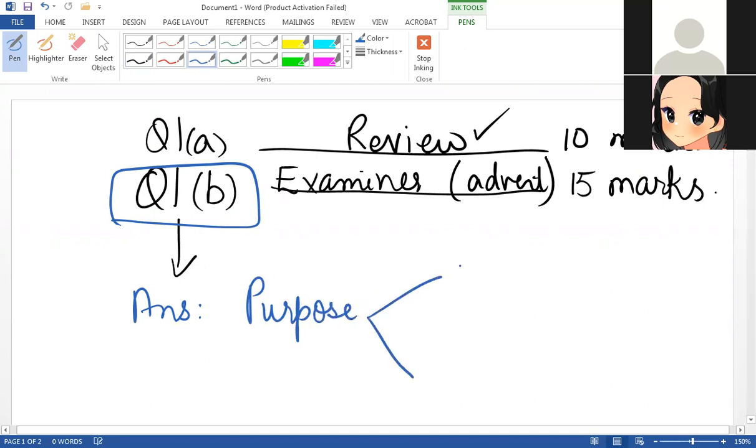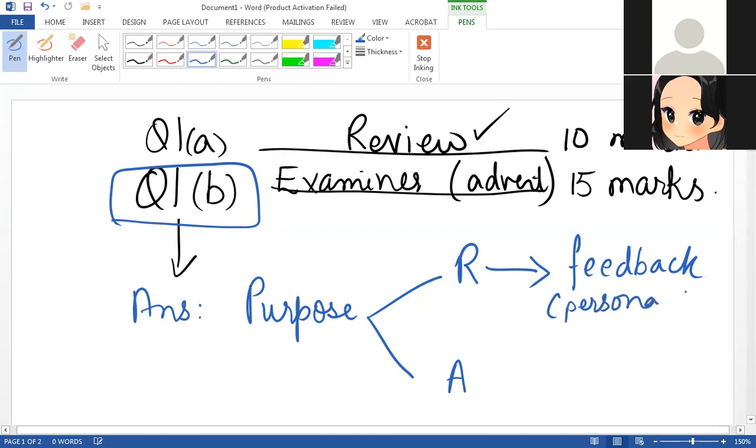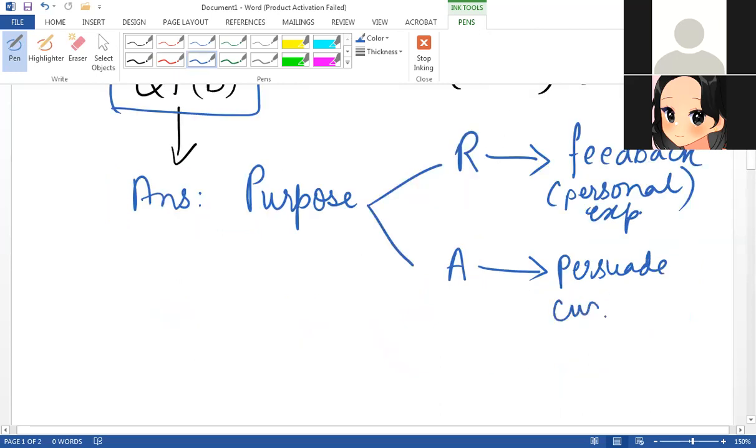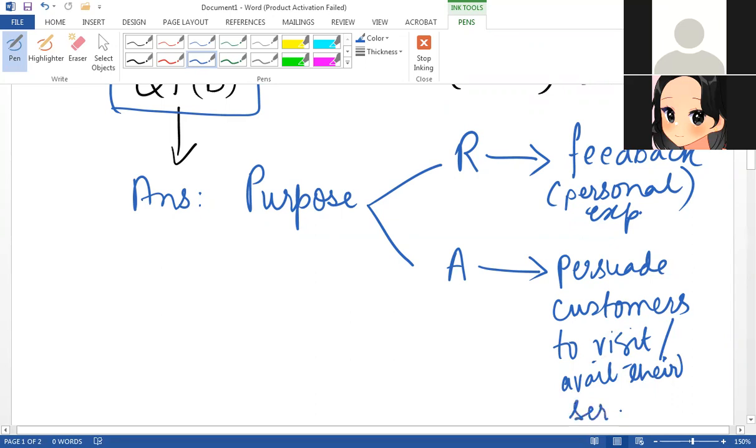I will do this. What is the purpose of, let's say, R stands for review, A stands for advertisement. The purpose of the review is to provide my feedback, my personal experience staying at the apartment, with audiences. With an advertisement, what is it? To persuade customers, families, friends, businessmen, anyone who could stay over there for a night or two, or perhaps for 15 days, to persuade customers to visit or avail their services. They have to make a sale.